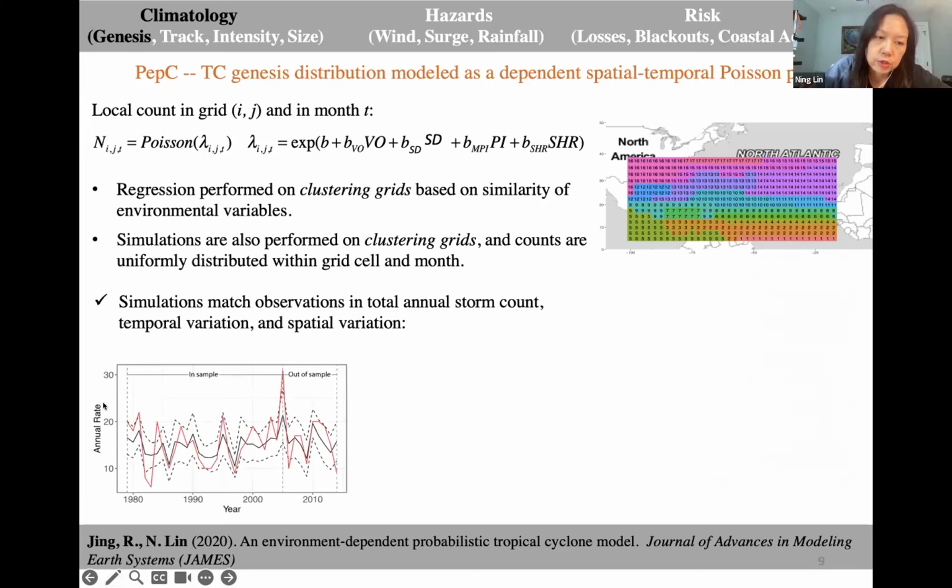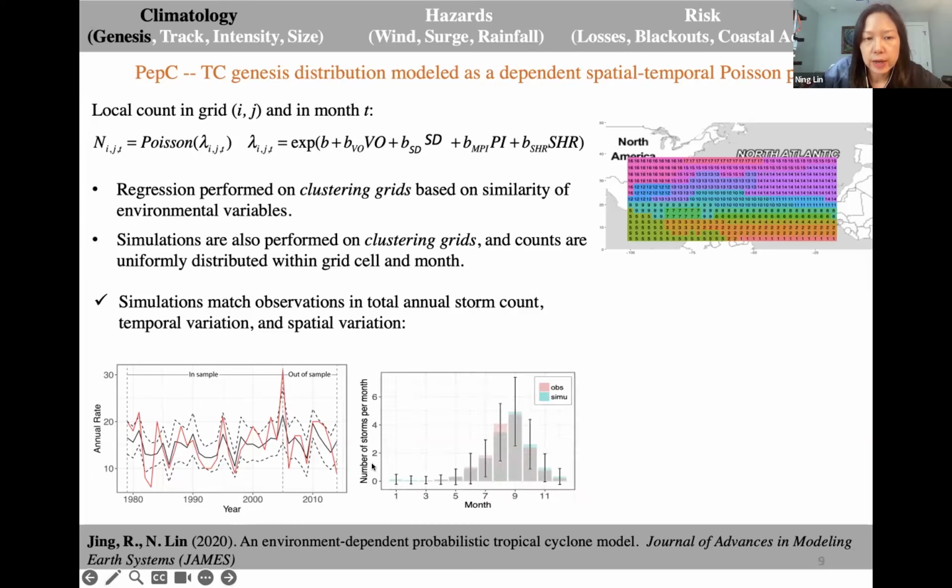Here we're showing the comparison of the annual rate for the entire Atlantic basin. In black is simulation, the red is observation. You can see we can capture the variation over time for the whole basin. Also, we can capture the seasonal variation, here showing the distribution over the months of a year. The peak is September. Simulation and observation match really well.